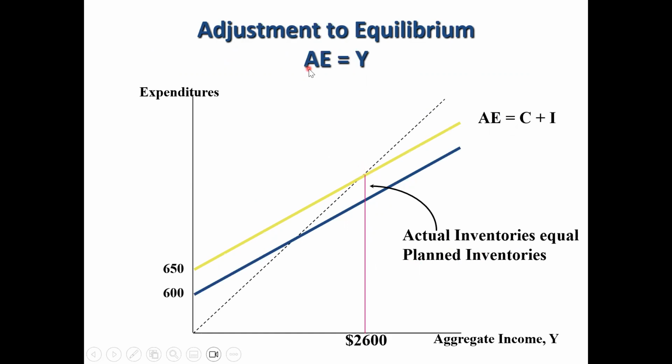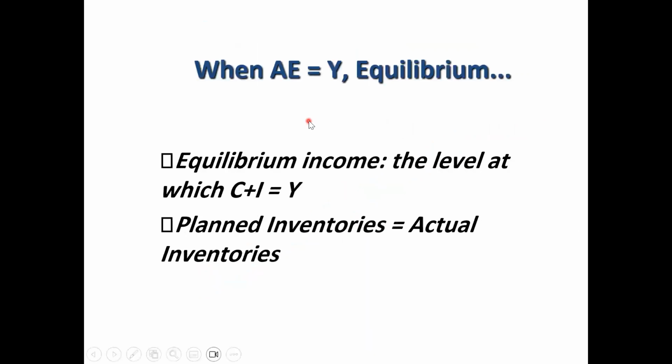Aggregate expenditure is equal to aggregate income. This is a point of equilibrium. This is a point where aggregate expenditure, consumption plus investment, is equal to aggregate income. For Y, this is where planned inventories are equal to actual inventories.